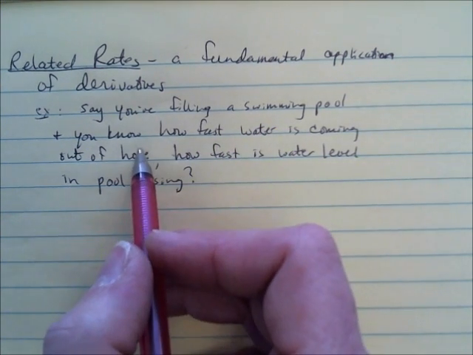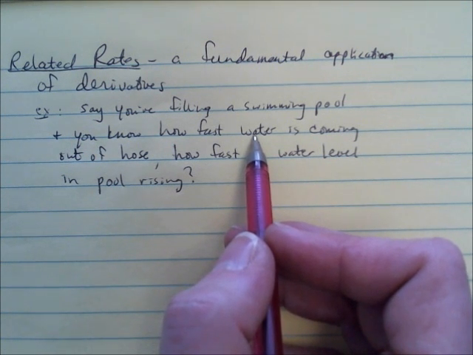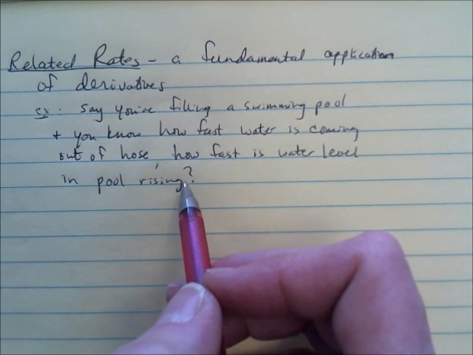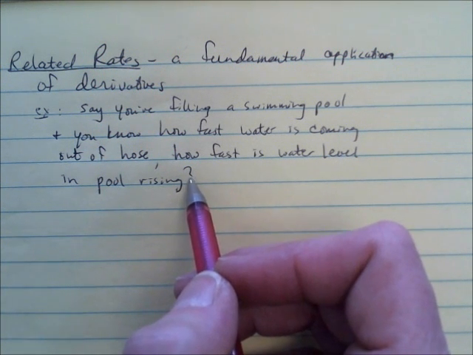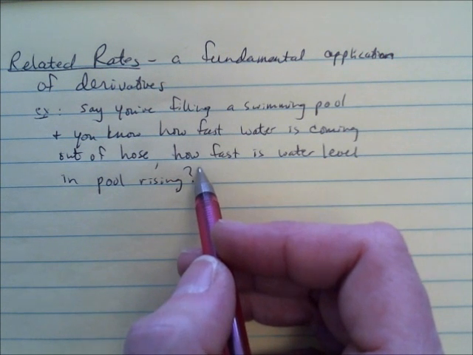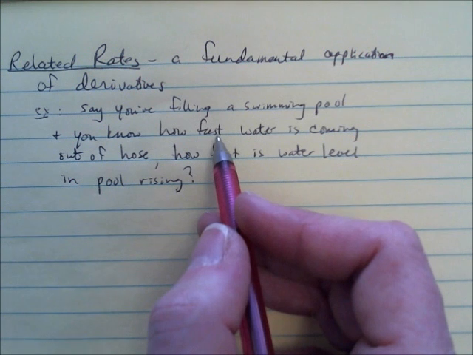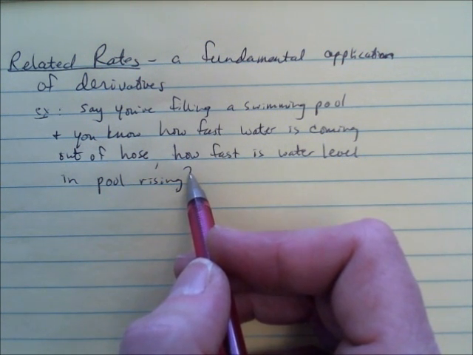You know one rate, right? You know the rate of the water coming out of the hose, but you want to determine the other rate. You want to figure out how fast, like how many inches per minute or something like that, the water is rising. These rates are called related rates because one depends on the other. The faster the water is poured in, the faster the water level will rise.